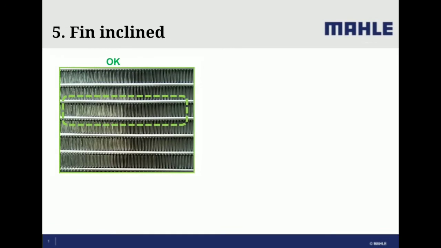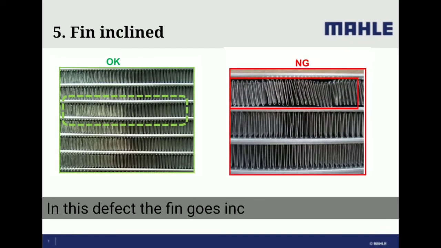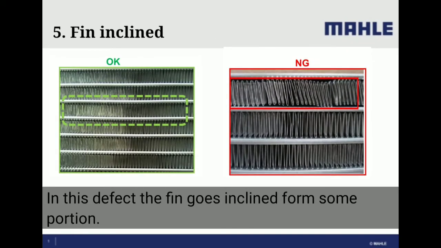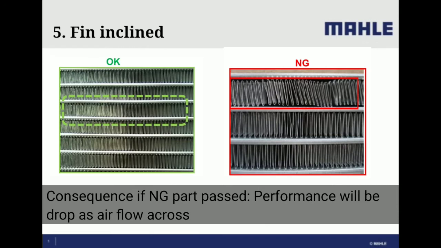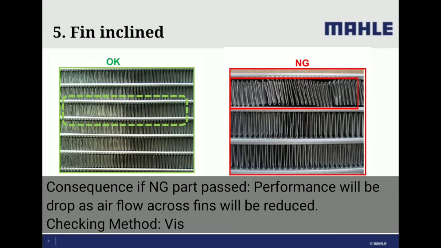Next is fin incline. In this defect, look at the picture. Our fin goes inclined from some portion. Consequences: if the NG part passes, performance will drop as airflow across will be reduced, and the checking method is visual.